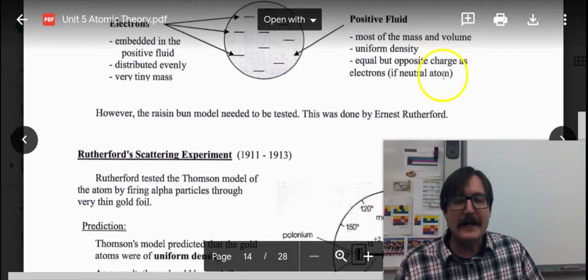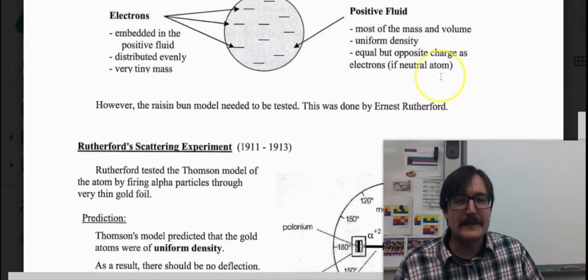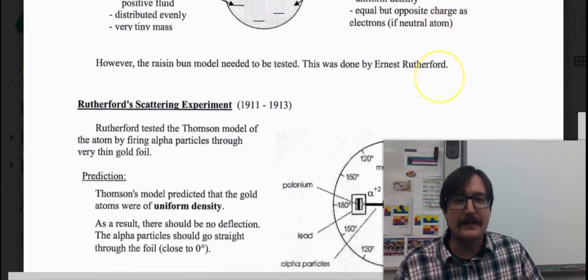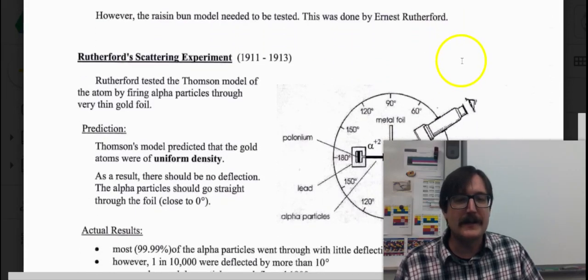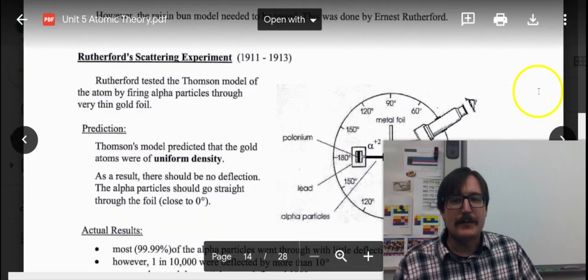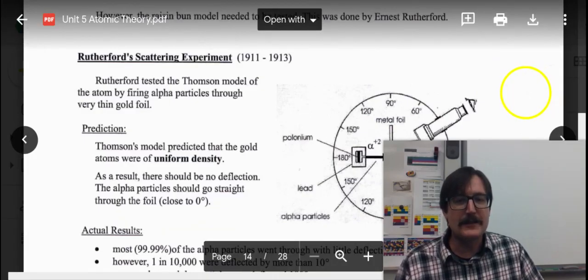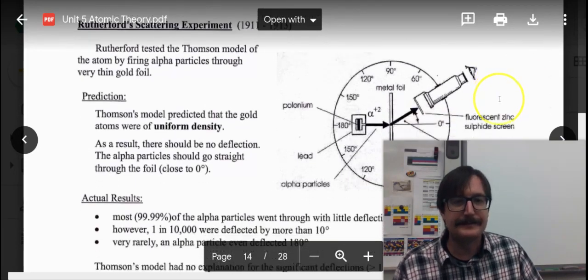All right, Rutherford's scattering experiment disproved the idea of this positive fluid from Thomson's model. So Rutherford tested the Thomson model of the atom by firing alpha particles through very thin gold foil. Thomson's model predicted that the gold atoms were of uniform density. As a result, there should be no deflection. The alpha particle should go straight through the foil and have 0-degree deflection.